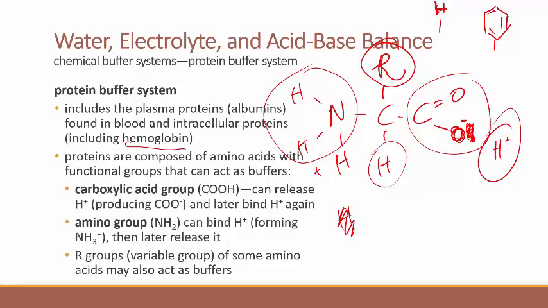And then depending on what the R group has, there may be functional groups there that can also act as buffers. So proteins have a great capacity to also act as chemical buffers in our body. So lots and lots of ways then that we can go about using these chemical buffer systems to help maintain homeostasis in pH by either grabbing up or dropping off the hydrogen ions that are running around.